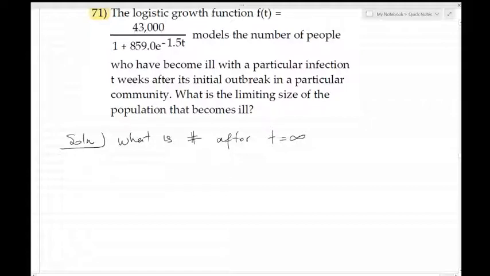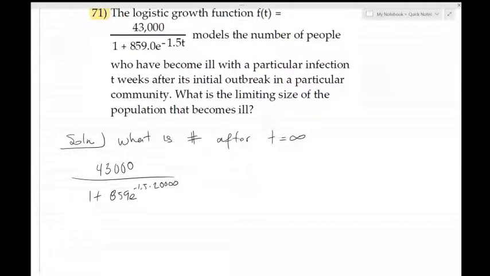denominator, since it's a negative exponent, e to the power negative 1.5, is going to go to zero. Okay. And that's going to become very small. Well, the whole thing will go to zero, and you're pretty much going to be left with the number above, or 43,000. Okay, so we can check that by dividing 43,000 over 1 plus 8.59 times e to the negative power 1.5 times 20,000 or something, right? And so we can verify that on a calculator. Okay, and any big number that you pick for time will eventually give you the same value, which is 43,000.